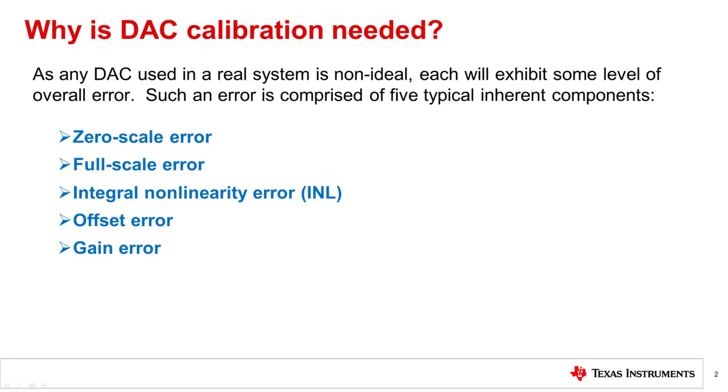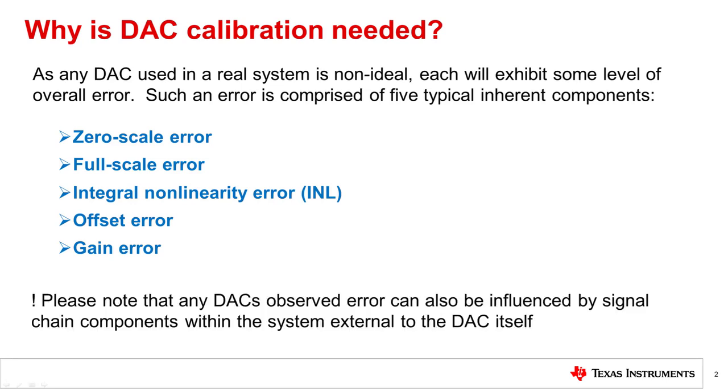In the course of this presentation, we will define each component and its effect, as well as what can and cannot be calibrated out. Please also note that any observed DAC error can also be influenced by signal chain components within the system, but external to the DAC itself. As such, those errors are beyond the scope of this lesson, and they will not be discussed further in this presentation.